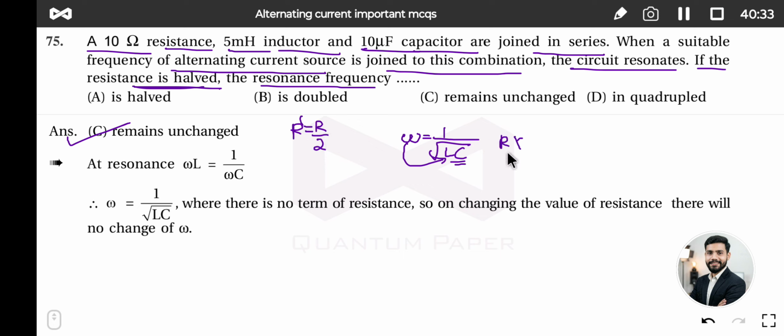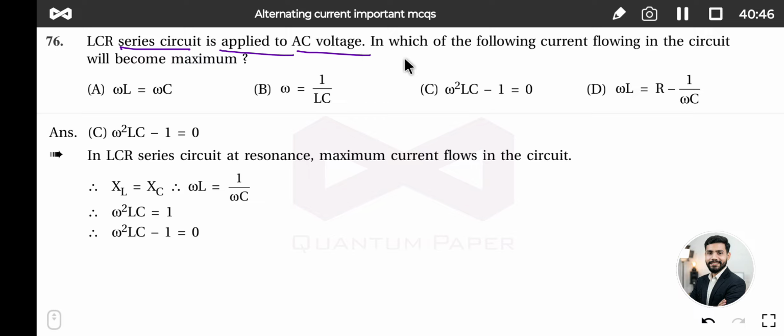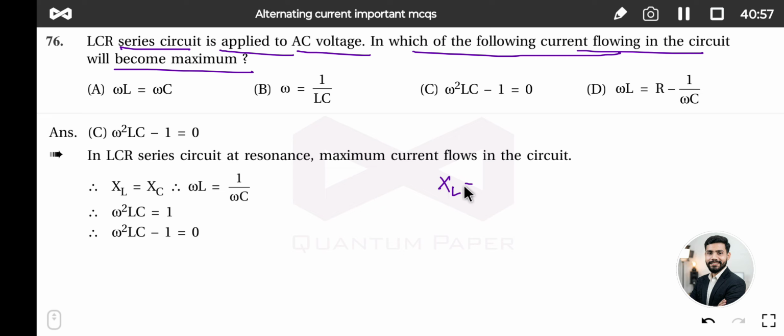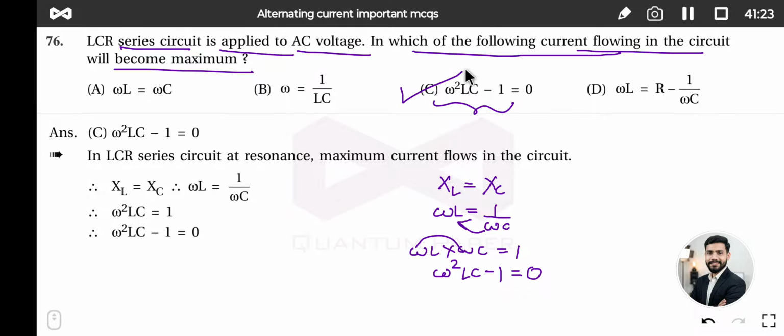The next question is LCR series circuit is applied to AC voltage. In which of the following current flowing in the circuit will become maximum? So we know that current become maximum at resonance condition. So at resonance we have the condition XL is equal to XC. So XL means omega L, XC means 1 upon omega C. So if we do the cross multiplication, we will get omega L into omega C is equal to 1. So omega square into L into C. If we take this one this side, become minus 1 is equal to 0. So the condition is omega square LC minus 1 is equal to 0. So correct answer is C. Look at the next one.